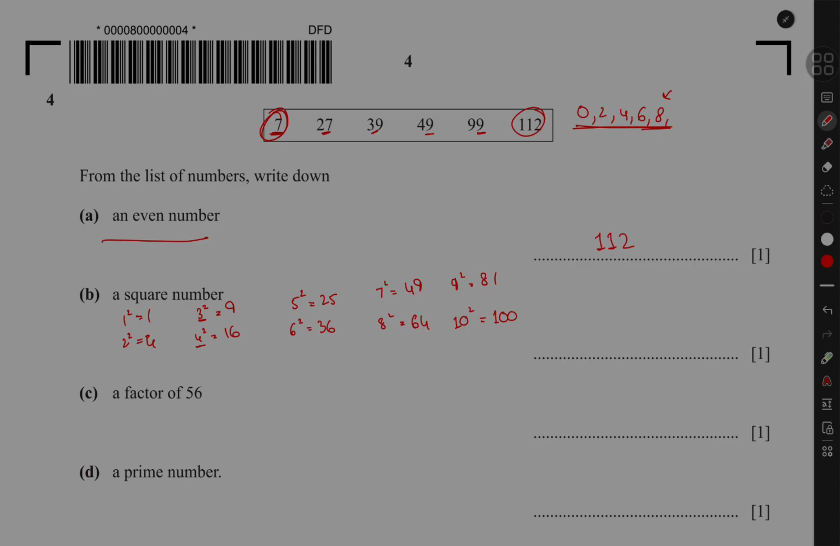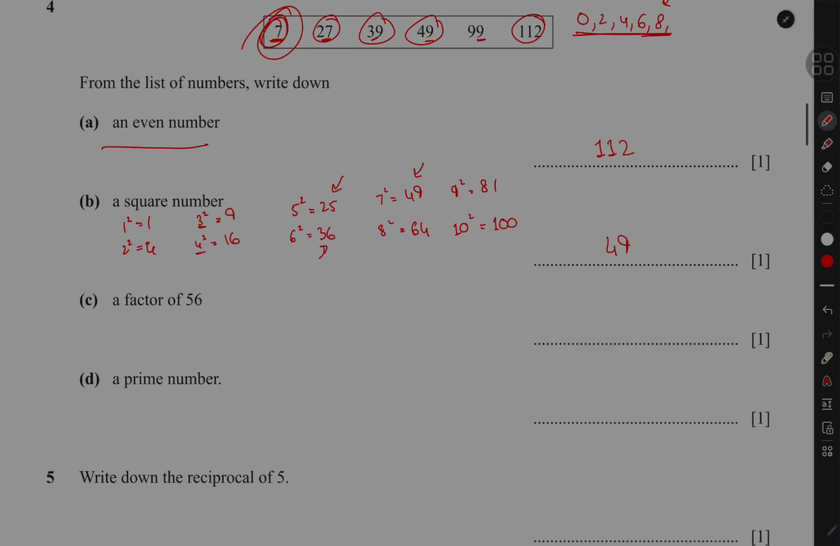Okay? Now, is 7 a squared number? No. Is 27 a squared number? No, I don't see 27. I see 25, but not 27. Is 39 a squared number? No, I see 36, but not 39. Is 49 a squared number? Yes. So 7 squared is 49. So our answer is 49.